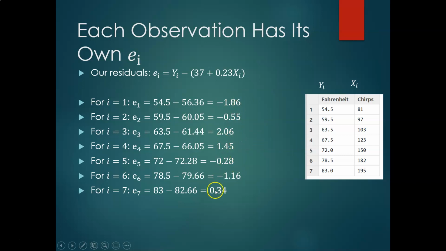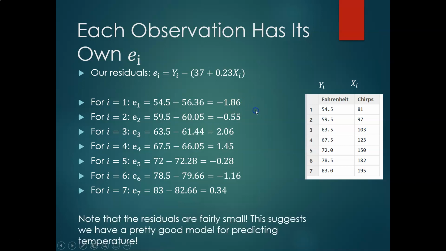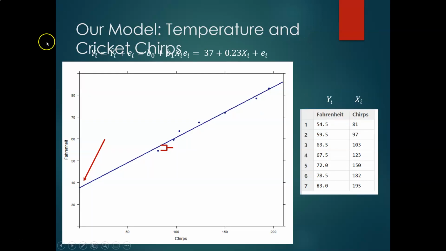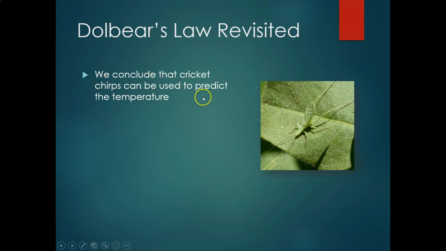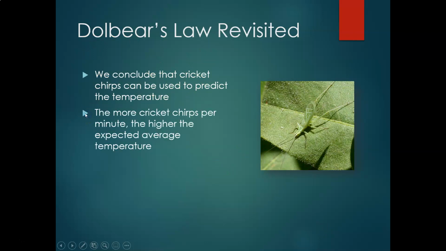And in this particular case, despite the fact that there are only 7 data points, the model doesn't seem like it's that far off. So we might be able to get a fairly good prediction out of this model. Note that residuals are fairly small. This suggests that we have a pretty good model for predicting temperature. Okay, so a little bit more about how those plot out. So we conclude that cricket chirps can be used to predict the temperature. The more cricket chirps per minute, the higher the expected average temperature. Our predicted values are off by only a few degrees.